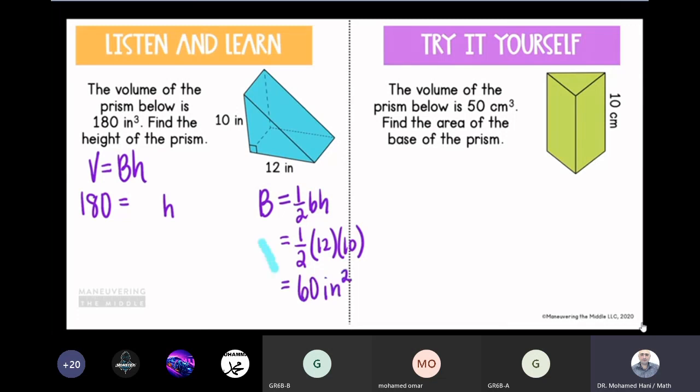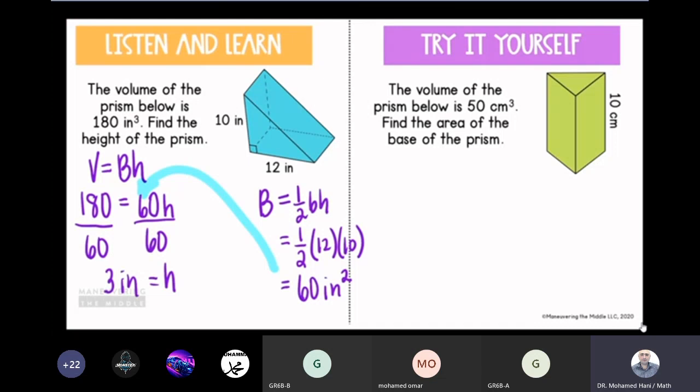I can take that back over here to my original equation and substitute the area of the base, or big B, with 60. And I'm going to solve my one-step equation by using inverse operations. And I can see that 3 inches represents the height of the prism. Go ahead and pause the video and try the next question.